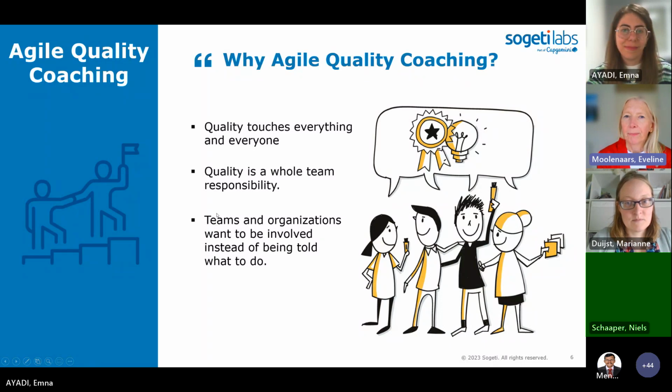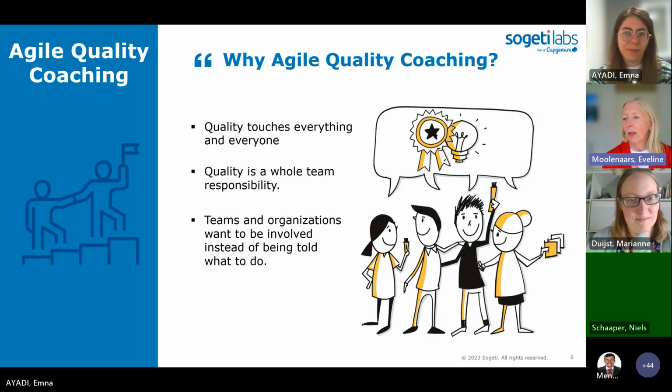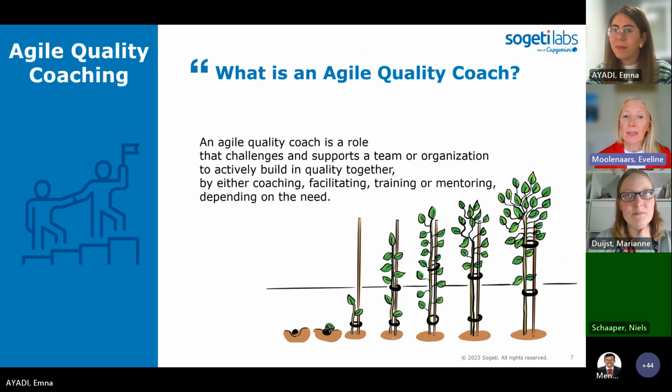So why the coaching? Nowadays teams and organizations want to be involved instead of being told what to do. Teams are responsible themselves for delivering value, so they also need the space to find their own way of delivering quality. When a manager says you have to do this or that, or you have to do this kind of testing, or that kind of activities, that doesn't work anymore. I mean, they will do it, but perhaps you can recognize that. So the coaching is very important.